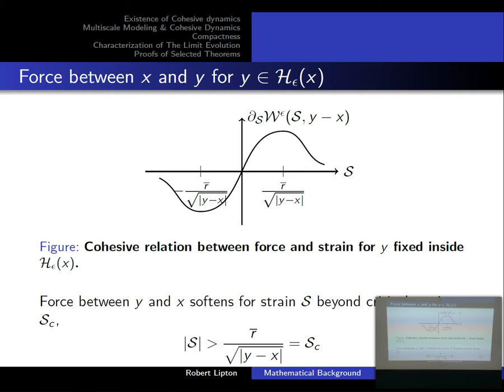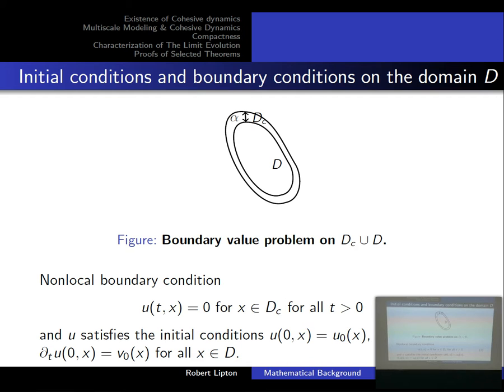Once we get rid of that, bigger than that, then we start to soften. But up and through here, we're stiffening with increasing force. So this is sort of the unstable place where once you get soft, it's easier to pull. Okay. All right, and so then we have boundary conditions.